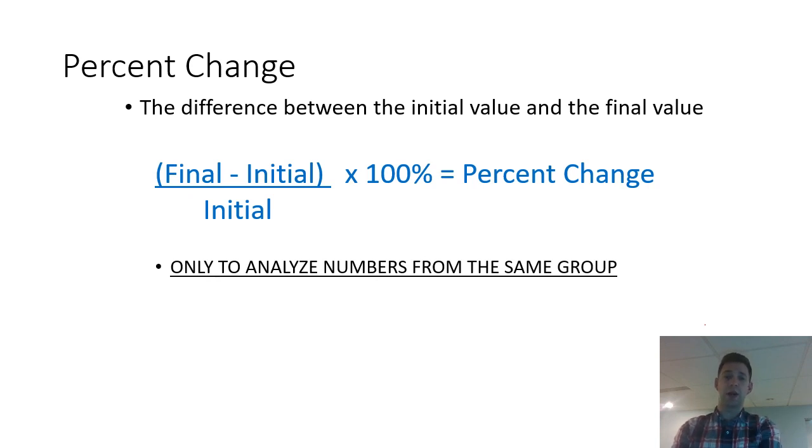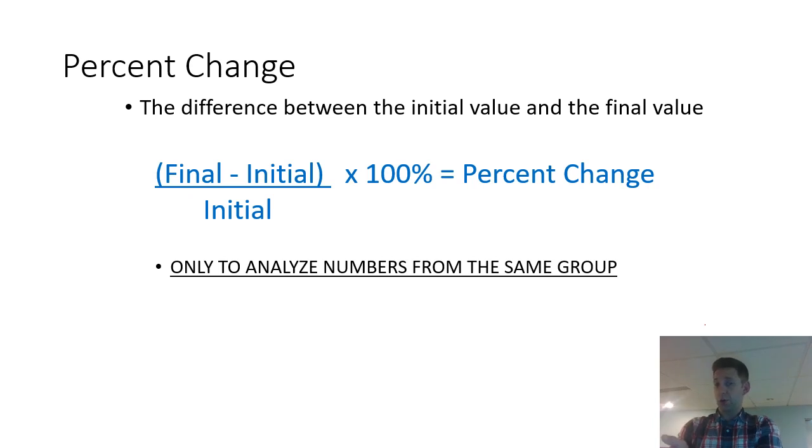It's really important that you recognize that this is only to analyze values from the same group. So if I had plant A and plant B and I grew them over a span of 2 weeks, I cannot compare plant A to plant B using percent change. I can only look at the growth of plant A from the beginning to the end, or plant B from the beginning to the end using percent change. It's only to look at values within a group and how they've changed over time.